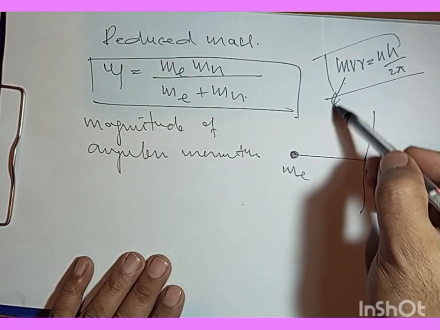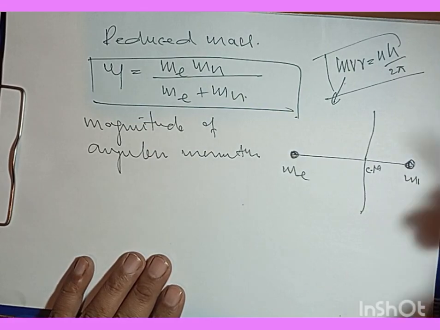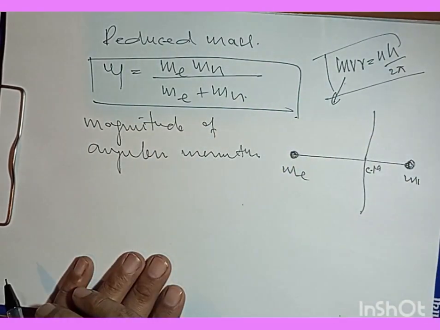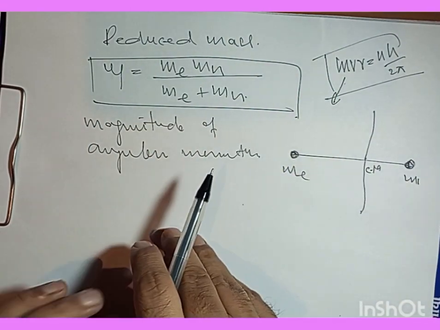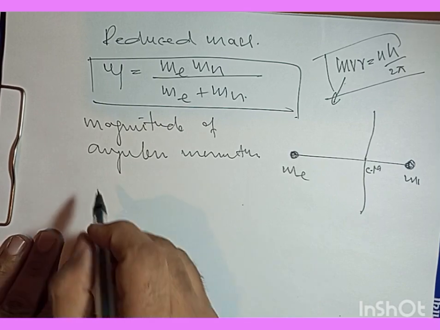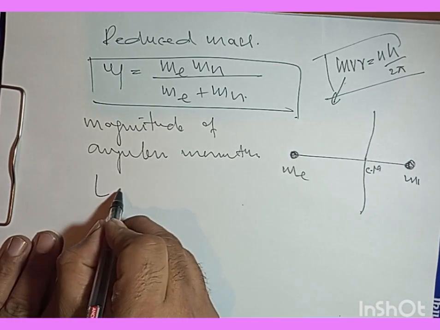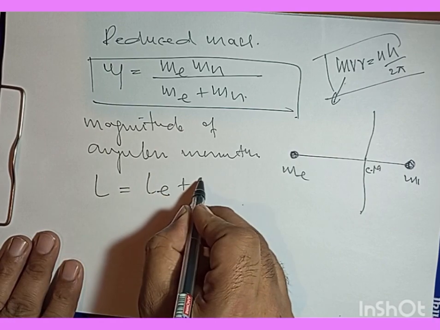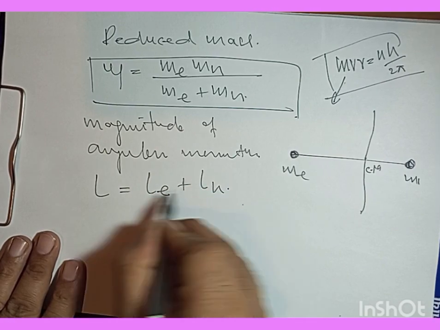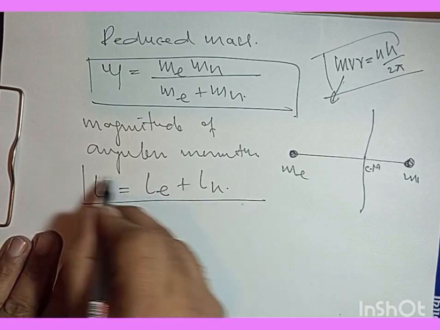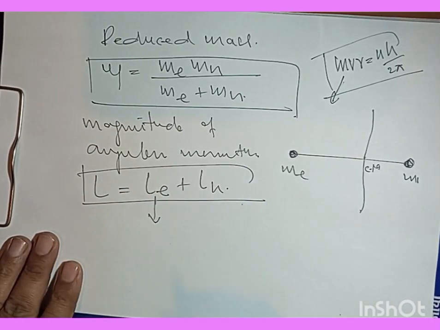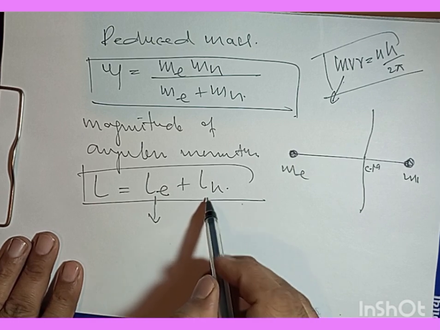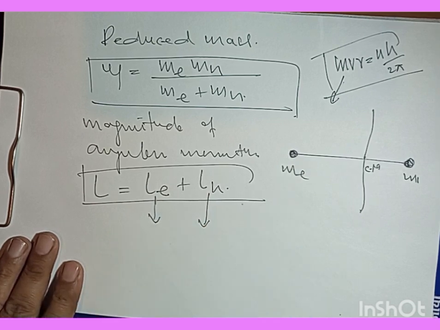But here certainly what we have assumed is that the nucleus is at rest because of its infinite mass. So here the magnitude of this angular momentum will be the sum of the angular momentum due to the electron and the angular momentum due to the nucleus. I assume that this Le is the angular momentum of the electron, and this Ln is the angular momentum of the nucleus.